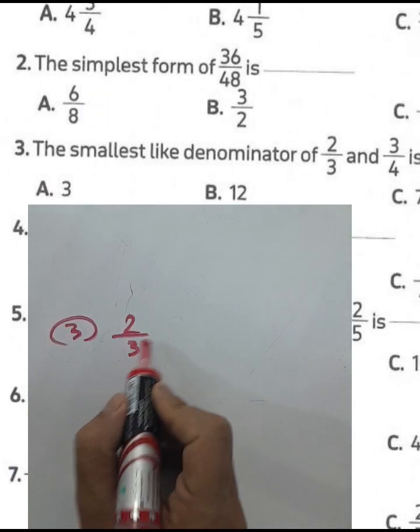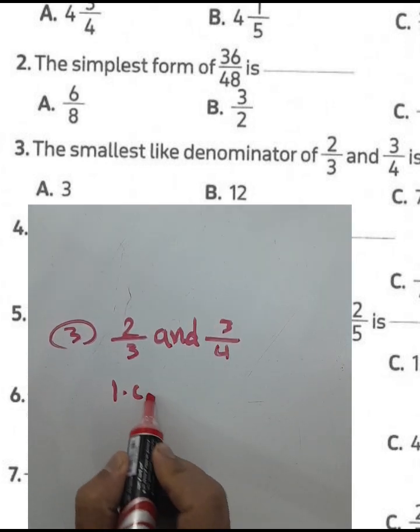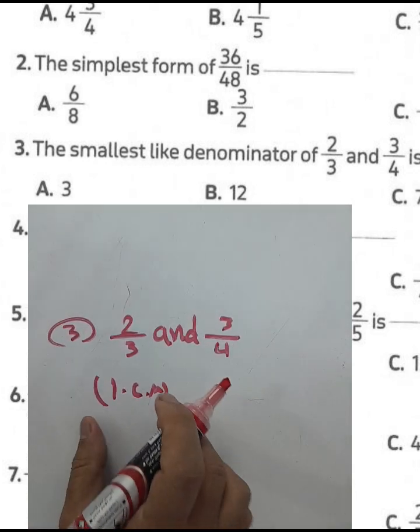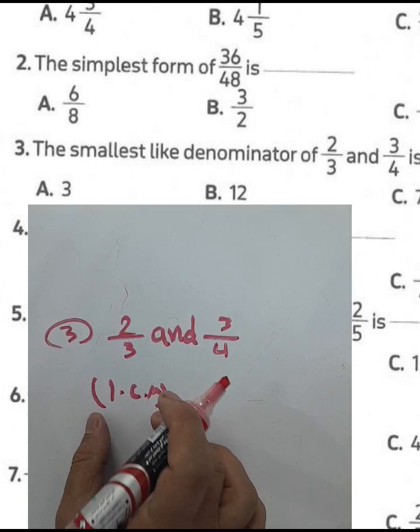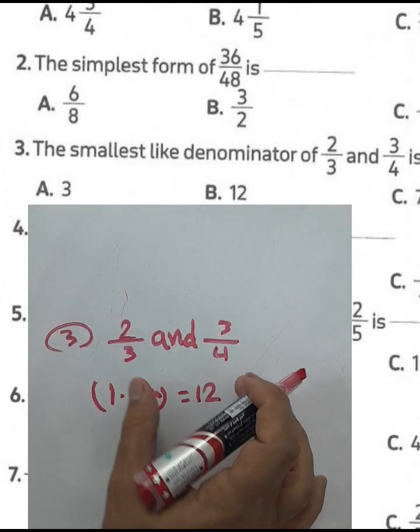Question number 3. The smallest like denominator of 2 over 3 and 3 over 4. We can find the like denominator here by writing the least common multiple between 3 and 4. It will be their product, 12, because 3 and 4 are relatively prime numbers.